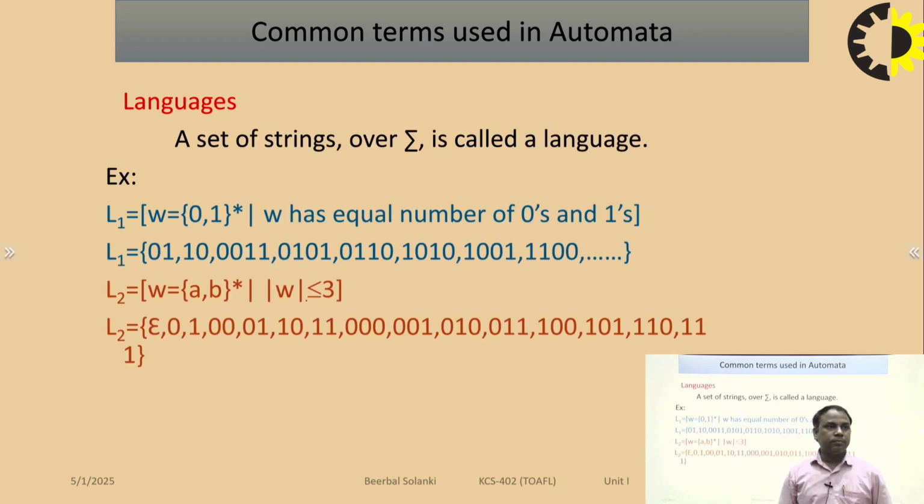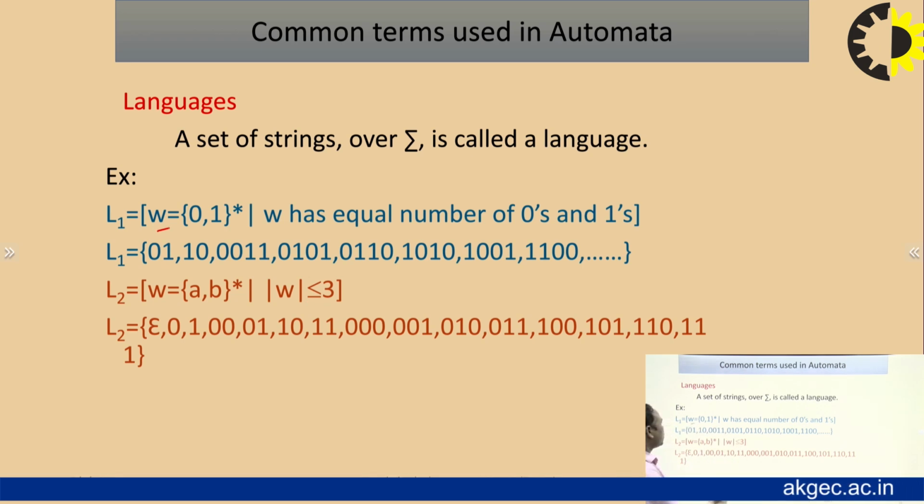So now, what is the meaning of a language? A set of strings over sigma is called a language. Here, how to define it? Suppose W is a string that contains the alphabet 0 and 1, and W has an equal number of 0s and 1s.